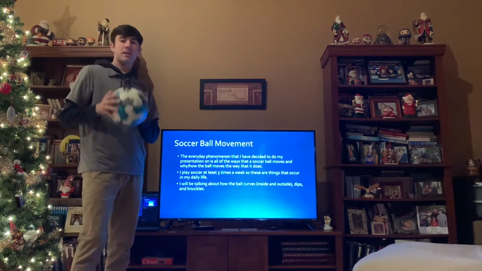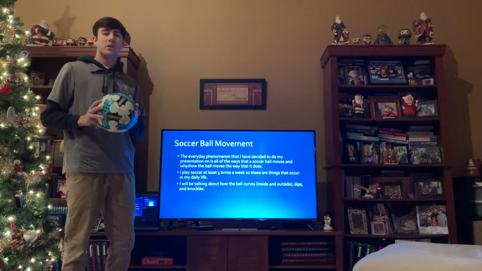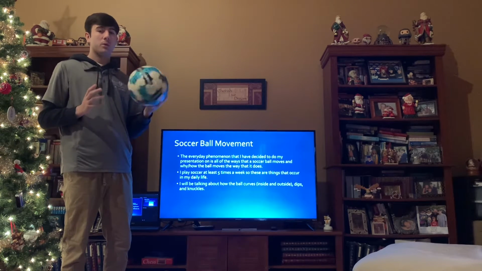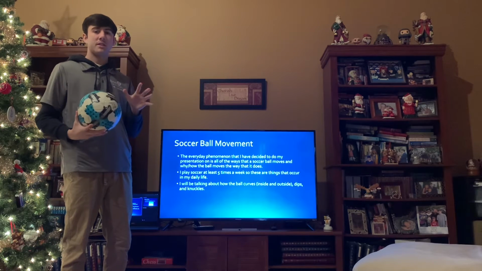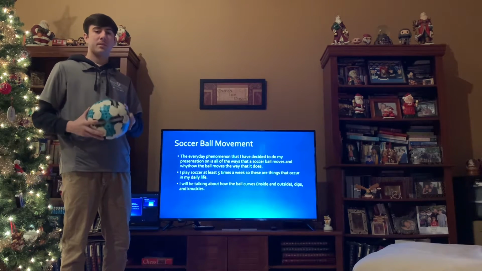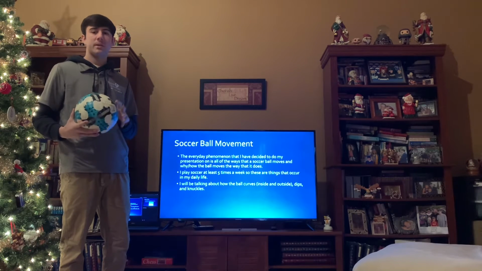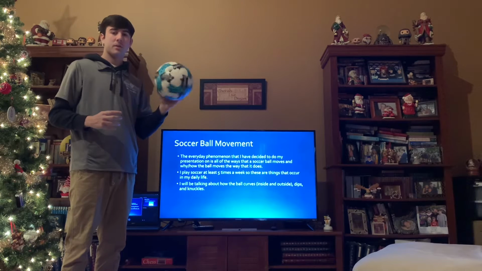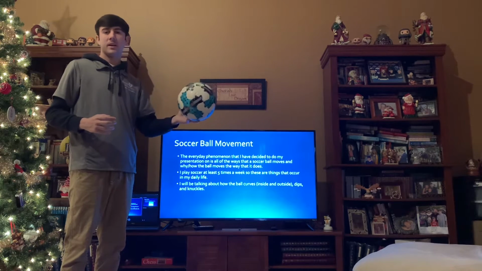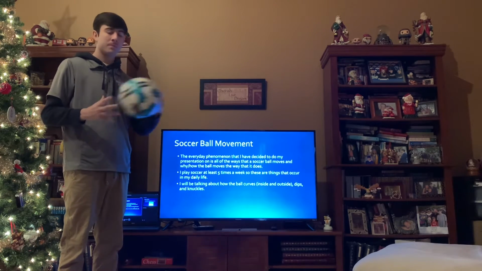The everyday life phenomenon that I have chosen to talk about today is why or how a soccer ball moves through the air when it's hit. For me, this is a pretty big part of my daily life as I play soccer around 5 to 7 times every week. And I want to know all the different ways that you can hit a ball through the air in order to help my game reach the next level.